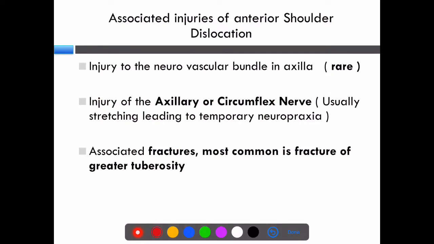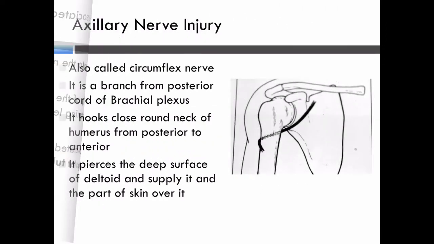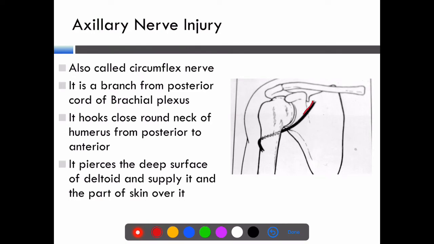So you have to be cautious about shoulder dislocations because they may be associated with neurovascular bundle injury or associated fractures and axillary nerve injury. The axillary nerve runs just beneath the surgical neck of the humerus in this fashion, so it may be stretched by the humeral head.